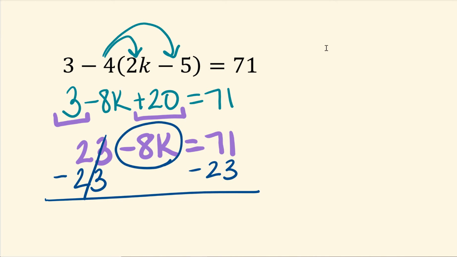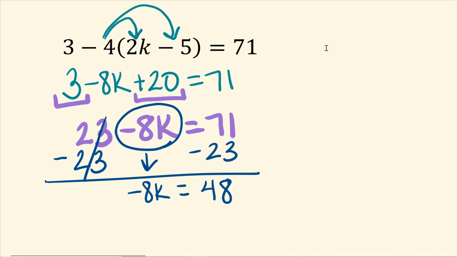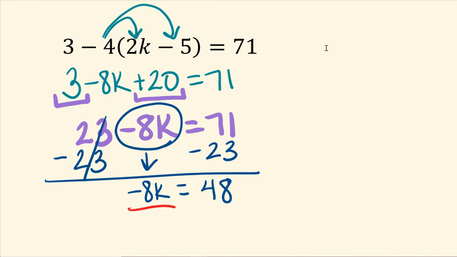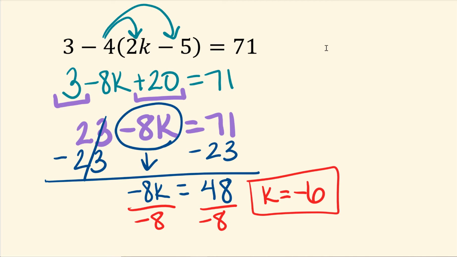We're going to bring that negative 8k down. And 71 minus 23 gives us 48. Now our next step is to get that k all by itself. The only way to do that is to divide both sides by negative 8 because it's being multiplied. And you end up with k equals negative 6. It is always a good idea to take your answer, plug it back in, and make sure that you got the correct answer. So make sure that you do that.